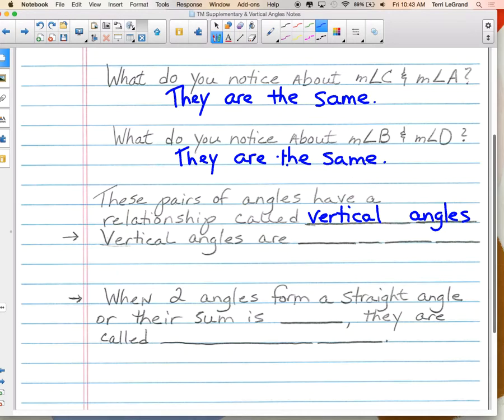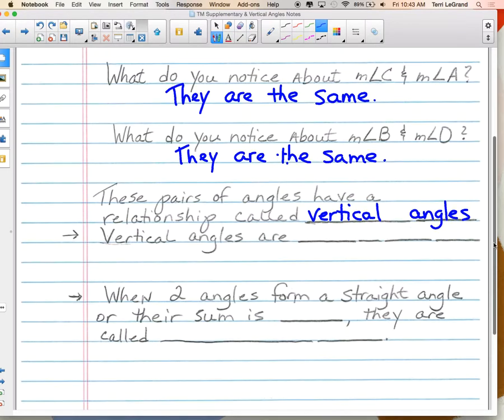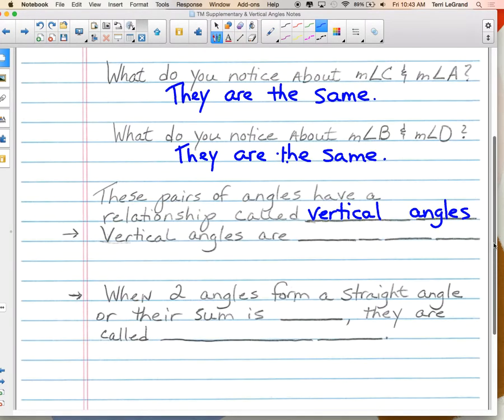That relationship those pairs have to each other, A to C, B to D, they're vertical angles. And we discovered up here that vertical angles are the same, so we're going to say vertical angles are equal to each other. Vertical angles are equal to each other. So when we see that we have a vertical angle relationship, we can count on that.